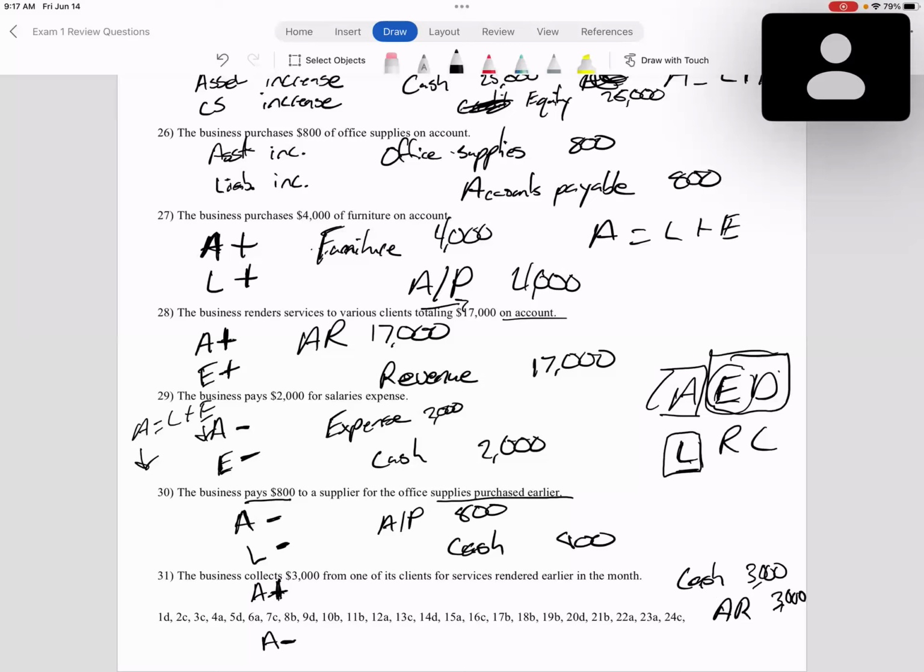See, we rendered the service. So the service revenue was recorded earlier in the month. Now we're just dealing with the cash part of it. Okay, so that's all of that.